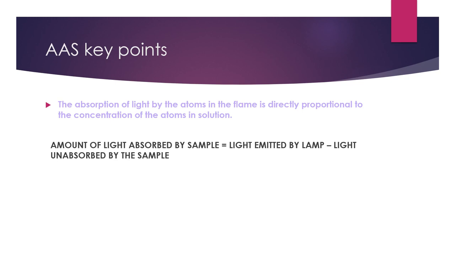So the absorption of the light is directly proportional to the concentration of the atoms in the solution. We refer to this as the Beer-Lambert law. We don't learn the Beer-Lambert law in Unit 1-2, but that is the law that is operating here. So the amount of light absorbed by the sample is equal to the light emitted by the lamp, minus the light unabsorbed by the sample, so the light that still comes through, the light that passes through. Okay, this means that the difference is the light that was absorbed, and that makes sense. And that light absorbed is proportional to the concentration.